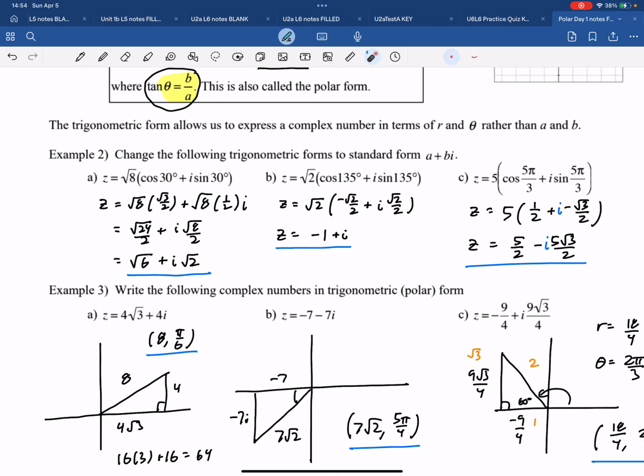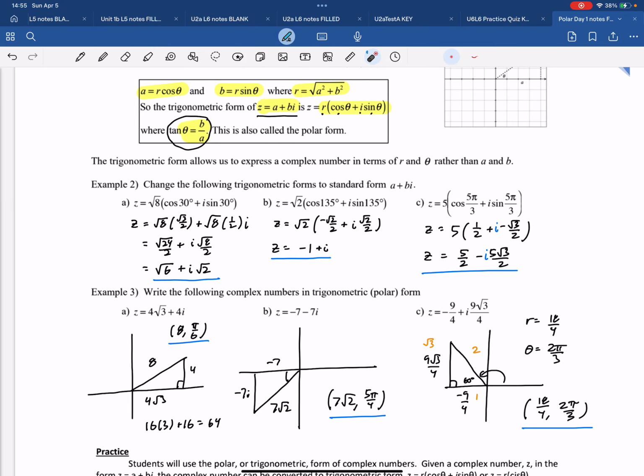Here we've got the same side length, so this is going to be a 45, 45, 90 triangle. If that's 45, that's pi over 4, so this is 5 pi over 4. And if we have these two side lengths, we take root 2. Memorize this 45, 45, 90 triangle: whatever the smaller side length is, the hypotenuse is going to be that side length times root 2. So this is 7 root 2, 5 pi over 4.